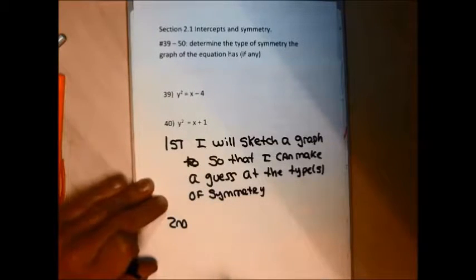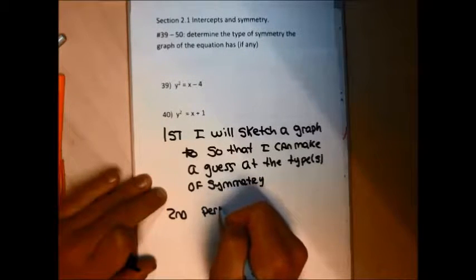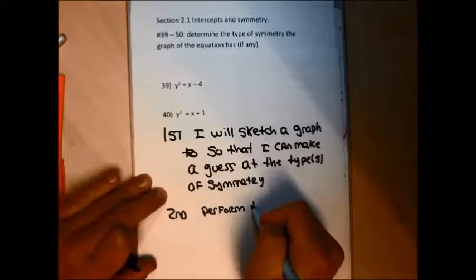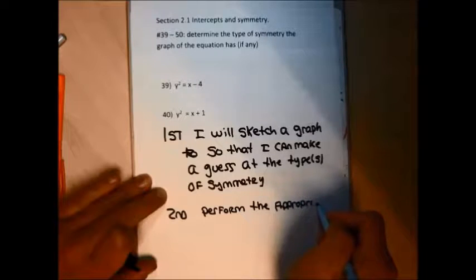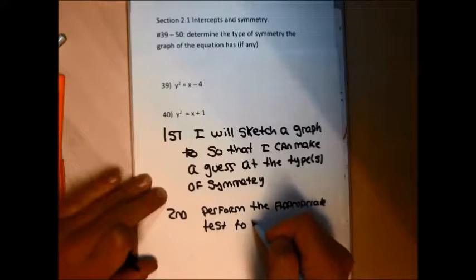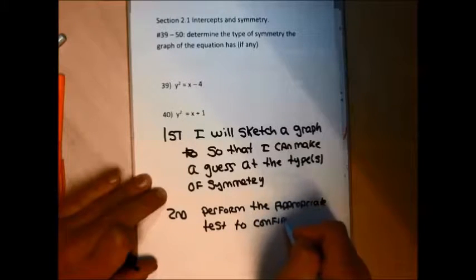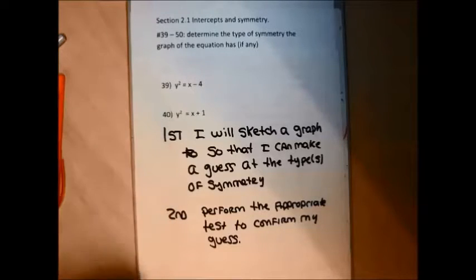Once I determine the types of symmetry that I think it has, second, I'm going to perform the appropriate test to confirm my guess. So without a graphing calculator, you won't be able to make a guess at the type of symmetry, and there'd be a way to get an answer, but it's going to take 3 times as much work as what I'm going to do.